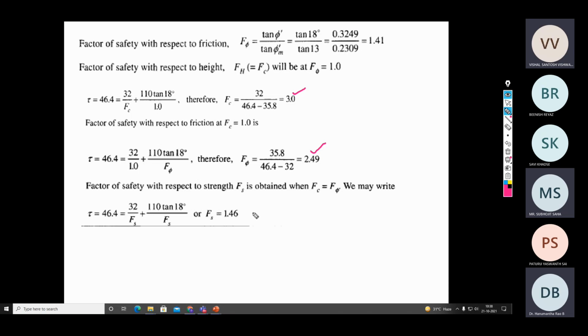Sir, if F s is equal to F c, is that essentially the same case as the factor of safety with respect to shear strength? With respect to shear strength, correct. In a sense, you can understand here: say I have taken the shear stress, and I have taken the shear strength. Then your F s is nothing but shear strength divided by shear stress.